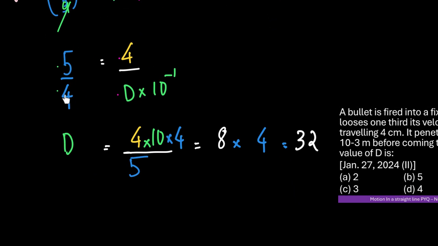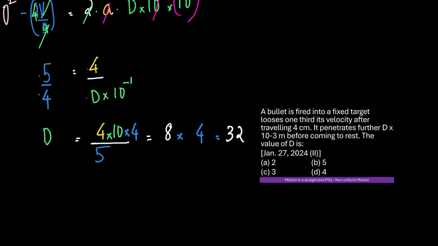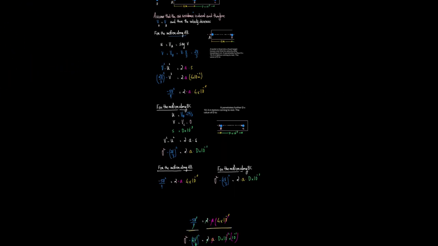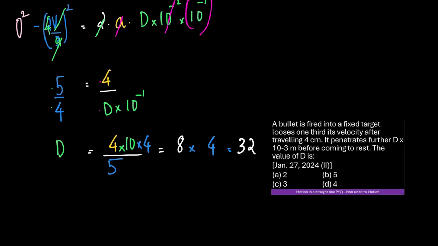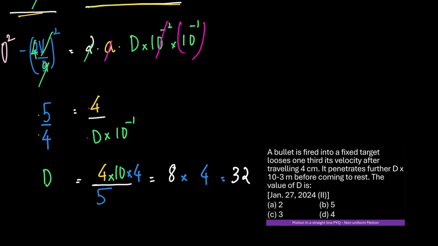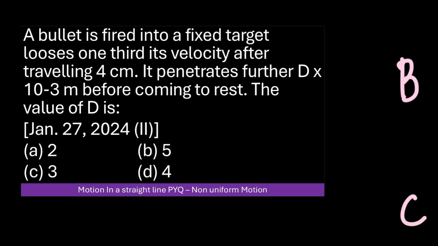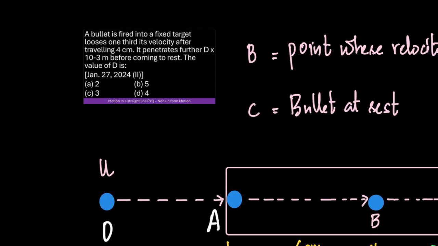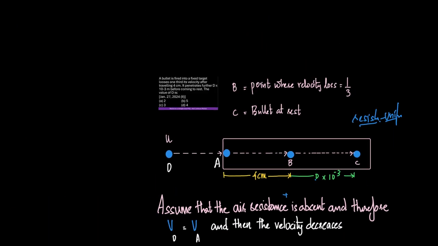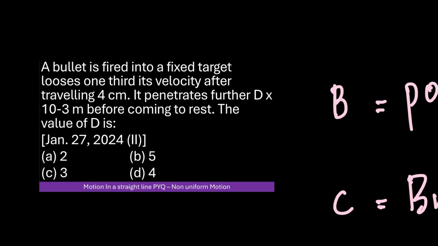So we can write this as 5 by 4 is equal to 4 by D into 10 to the power minus 1, which implies D is equal to 4 into 4 by 5, and 10 to the power minus 1 goes to the numerator, becomes 10. So what we have is 8 into 4, which is equal to 32, which is not given in the options. So yes, this is one such question where the options were not given correctly.